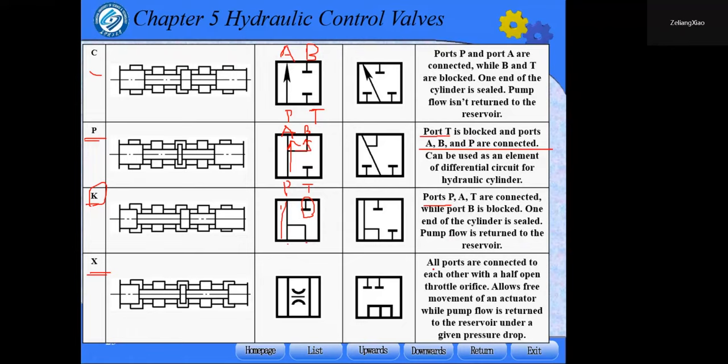X type. The features of X type: all ports are connected to each other with a half open throttle orifice. It allows free movement of an actuator, while pump flow is returned to the reservoir under a given pressure drop.